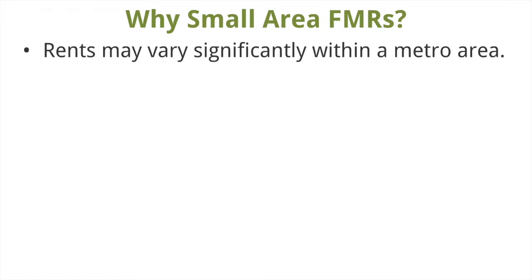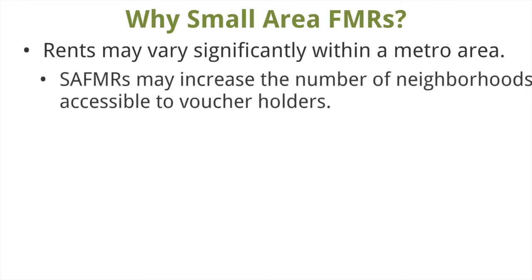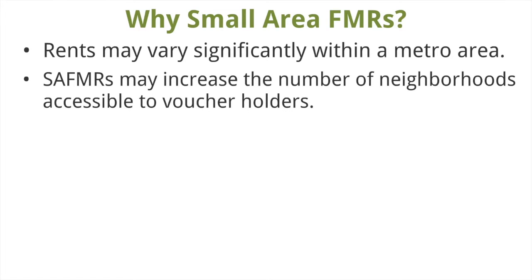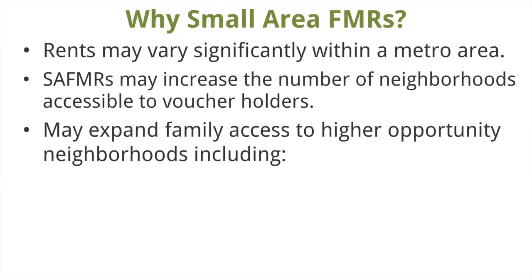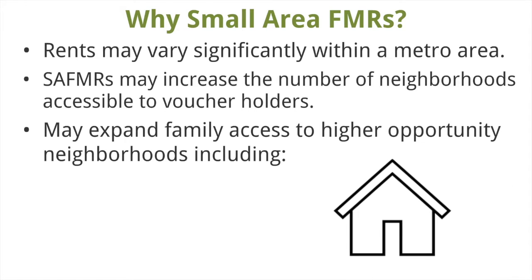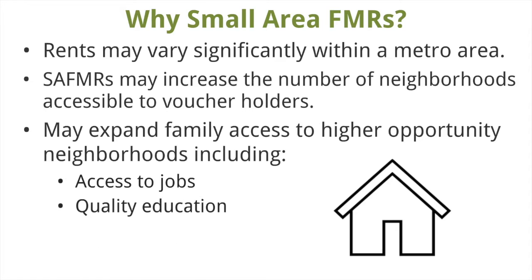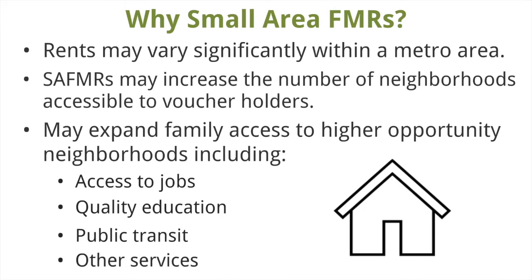Rents within a metro area may vary significantly from neighborhood to neighborhood. By using this more granular calculation, PHAs can increase the number of neighborhoods with units that are affordable and accessible to voucher holders, while potentially lowering payment standards in areas that have lower rents. Small area FMRs allow a PHA to select payment standards that may expand family access to higher opportunity neighborhoods, which in turn for voucher families can increase access to jobs, quality education, public transit, and other services.